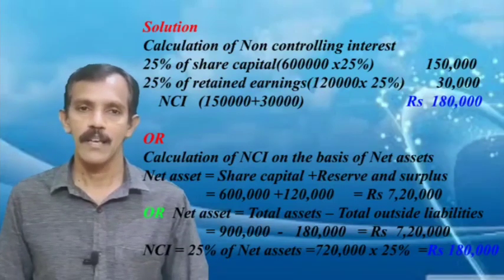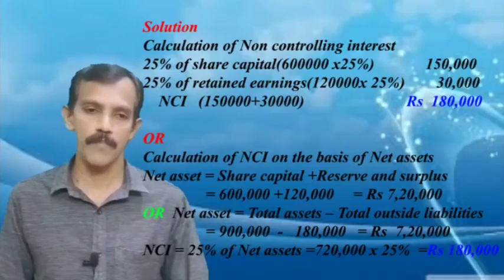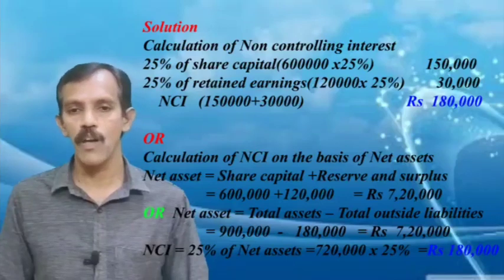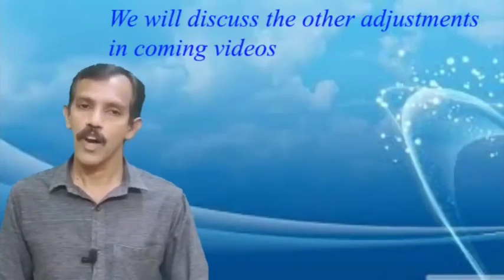Then NCI: 25% shares are held by outsiders, so NCI is equal to 25% of net assets. 7,20,000 into 25% comes to 1,80,000. That is our non-controlling interest.